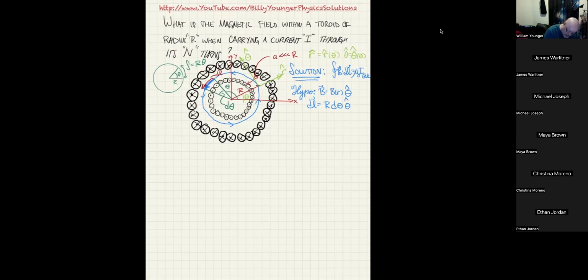This is dl. And in fact, my Amperian loop goes the same direction as the current does, and is essentially the same, excuse me, as the magnetic field does. And my Amperian loop is essentially the same as the magnetic field line.